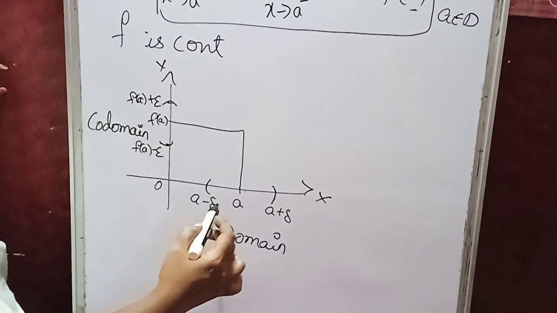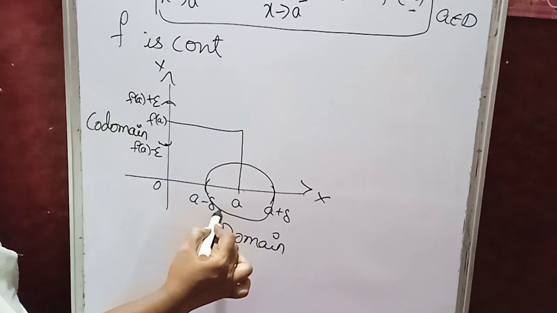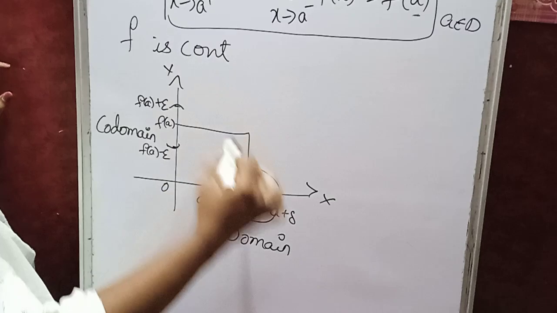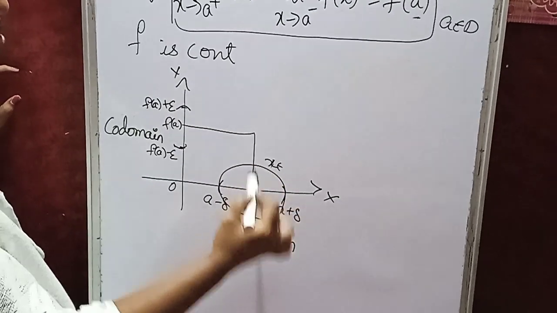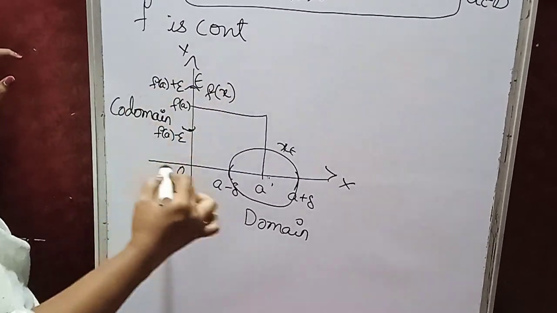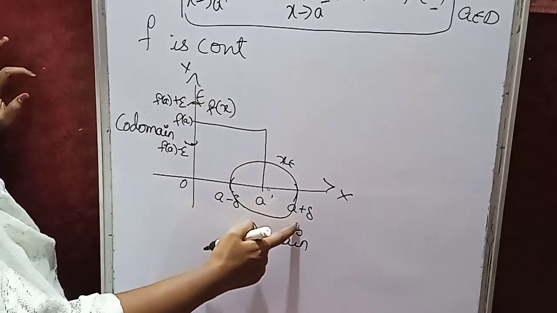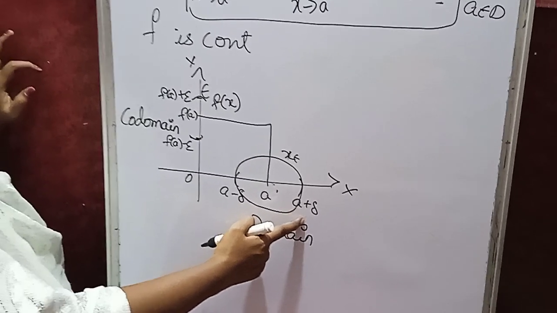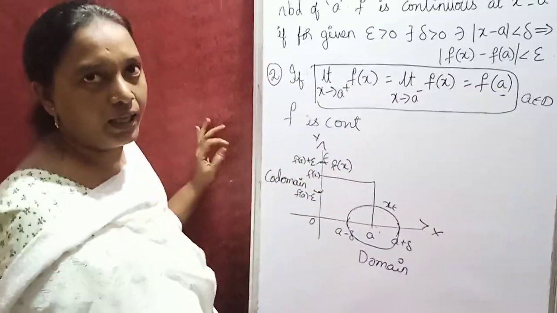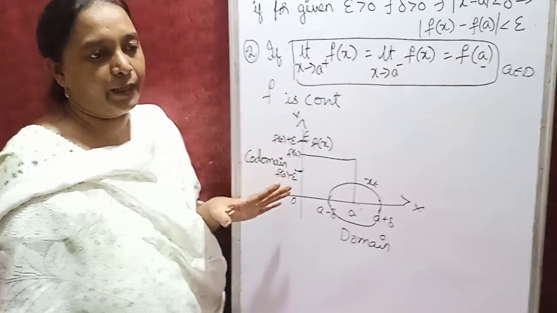Whenever my x belongs to this domain, the functional values f of x should belong to this neighborhood. I hope you all understood. Whenever my x belongs to this delta neighborhood of a, my functional values f of x should lie in the epsilon neighborhood of f of a. Then we say that the function f is continuous with respect to the point a.